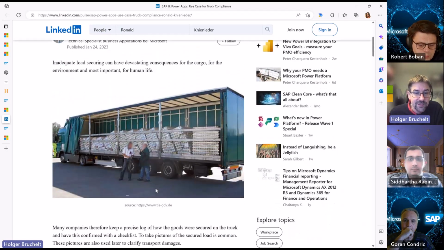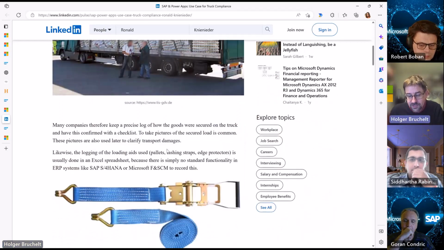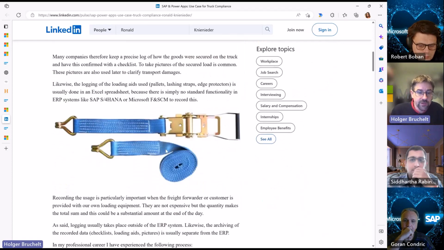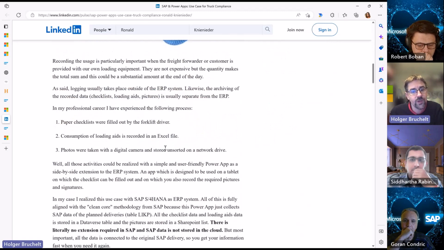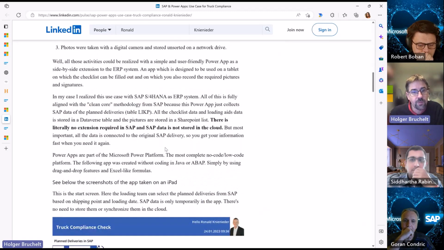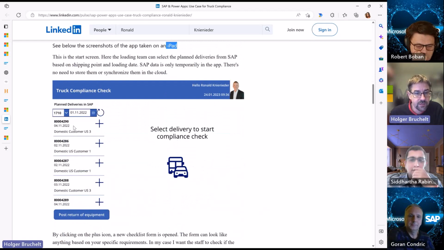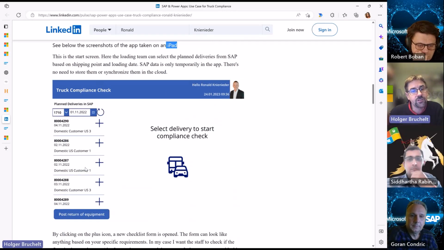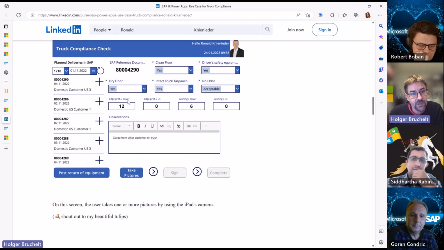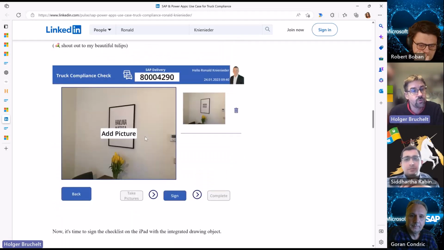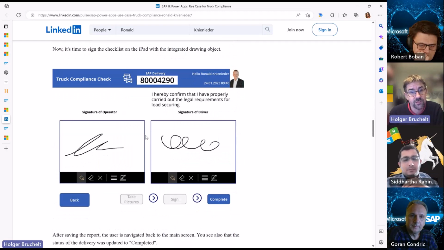And it's a really cool, interesting story, because he starts on the journey, like there's a paper-based process on how to secure and how to document how you load a truck, and then he talks about how you can make this much more compliant by using a simple app. So here, an app that could be available on an iPad that the trucker can use, and instead of filling out papers, they can just use this Power App to fill in all the relevant information, to take pictures and document this information, to sign the documents.